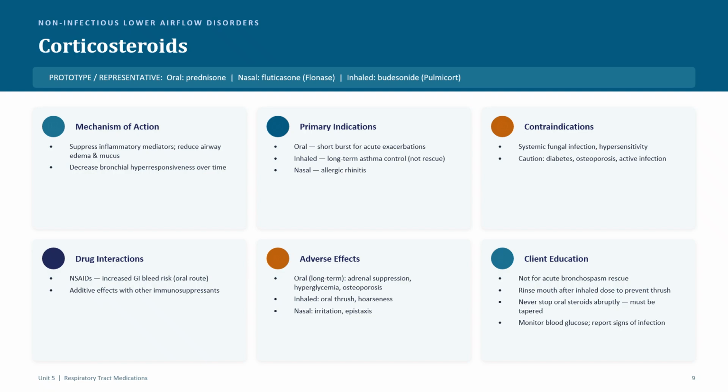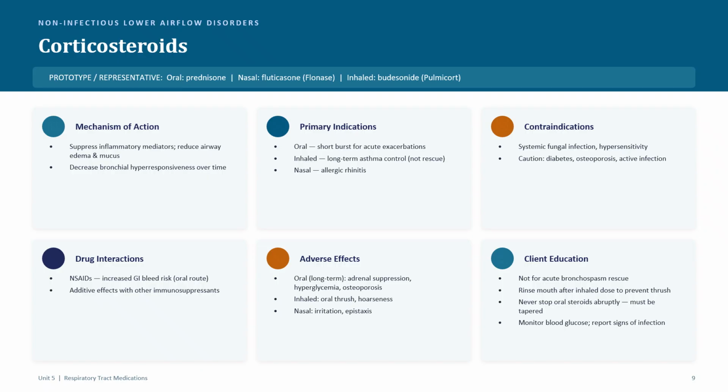So corticosteroids at any route are never for acute bronchospasm rescue. They're treating the underlying inflammation that's driving the disease process, not the immediate muscle spasm. So they can't simply act fast enough to help someone who's struggling to breathe right now. So pair that with what we said about salmeterol a few slides back, the long-acting beta agonist, and now you're building a pattern. Several of our most important asthma control medications are, by design, too slow for an emergency.